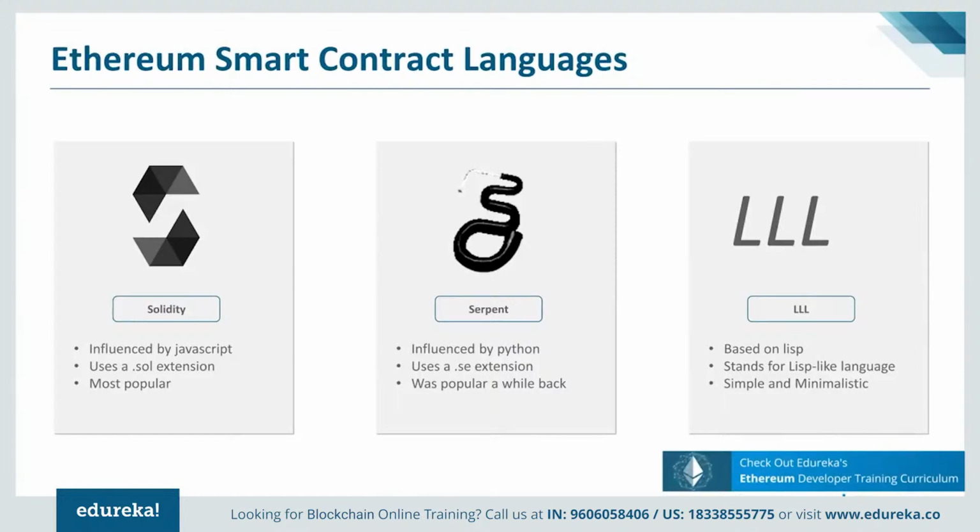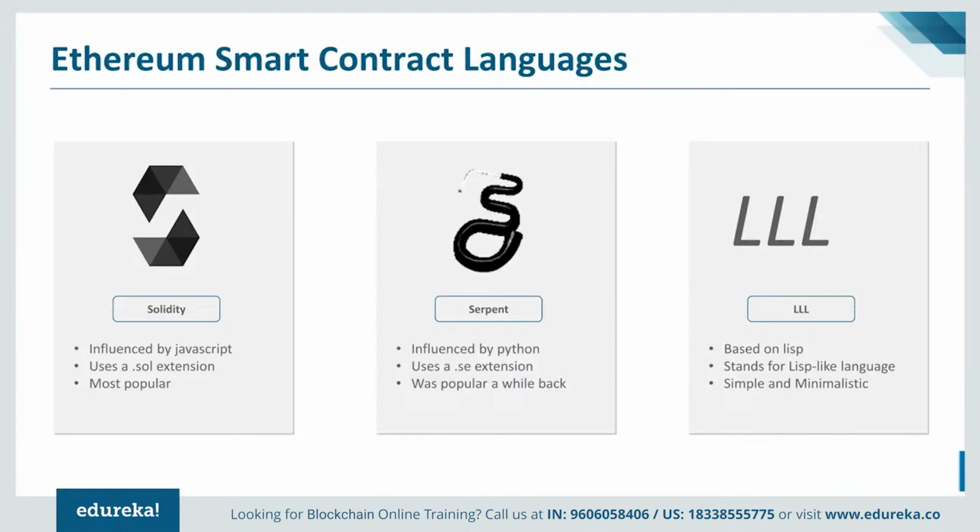Second, one that got really popular was Serpent. Serpent is influenced by Python and uses a .se extension after its file. It was pretty popular a while back, but due to security breaches, it has now been deprecated. At this moment in time, the most extensively used contract programming language is Solidity. Solidity is influenced heavily by JavaScript and uses a .sol extension. And as I said, it's one of the most popular things that Ethereum developers are using nowadays for coding their smart contracts. So let's look into what makes Solidity so popular.